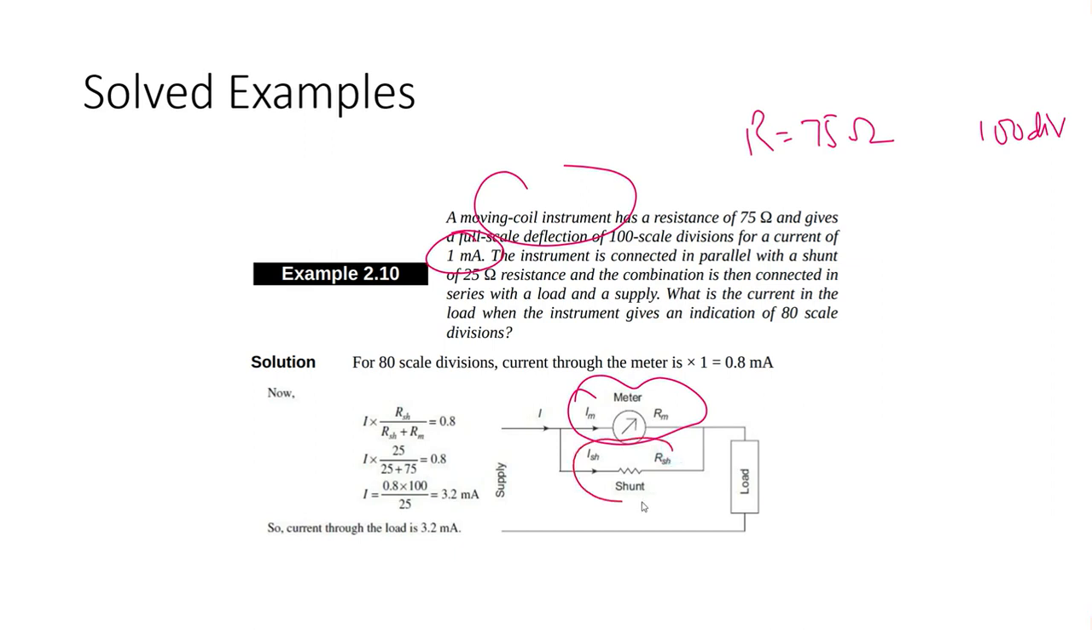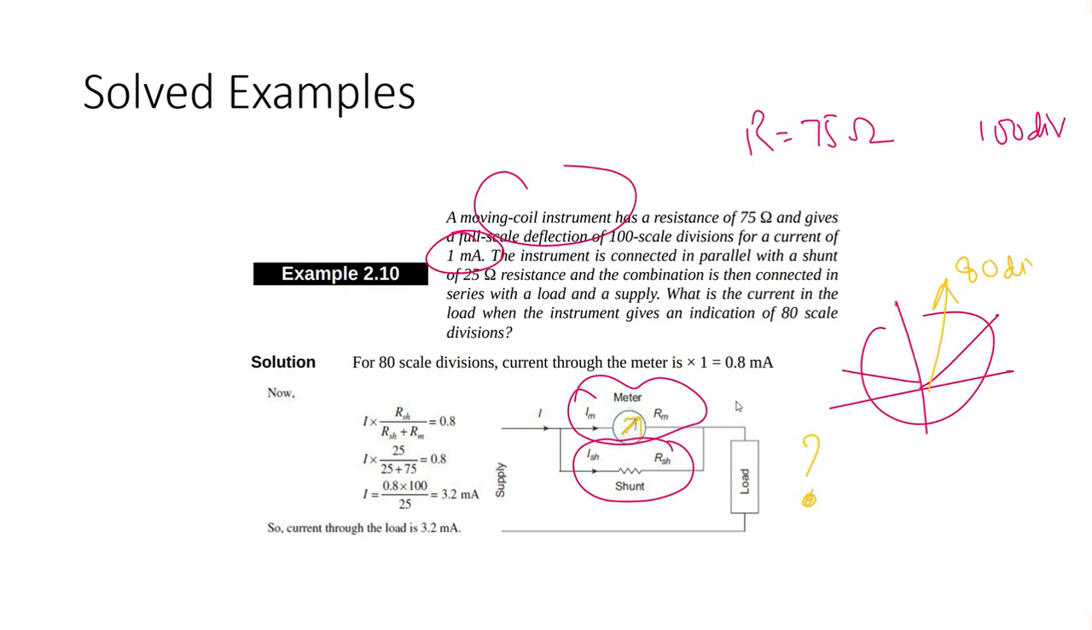gives an indication of 80 divisions? So we have this RSH, and we are told that if these are 100 divisions, then at 80 divisions, what is the current that is flowing through this? For that, one must calculate the current per division and then multiply it by 80. So 80 divisions is the covered area, and the current through one division is calculated now.